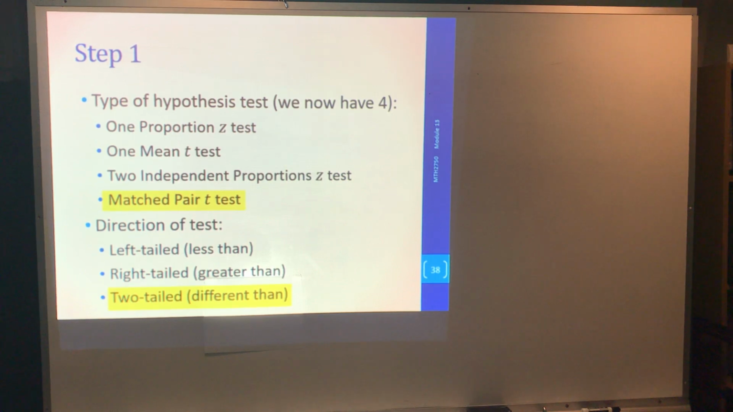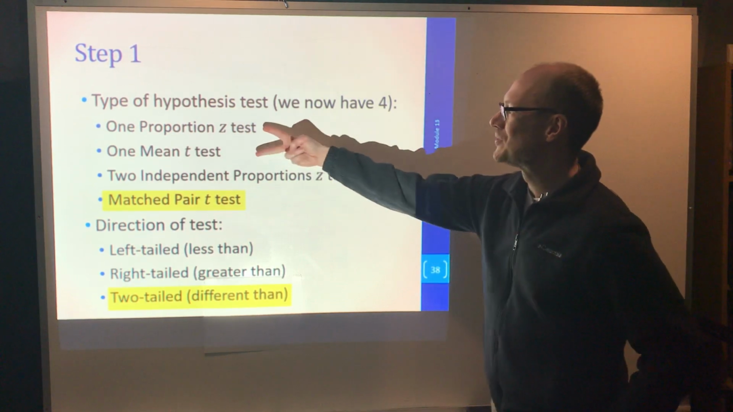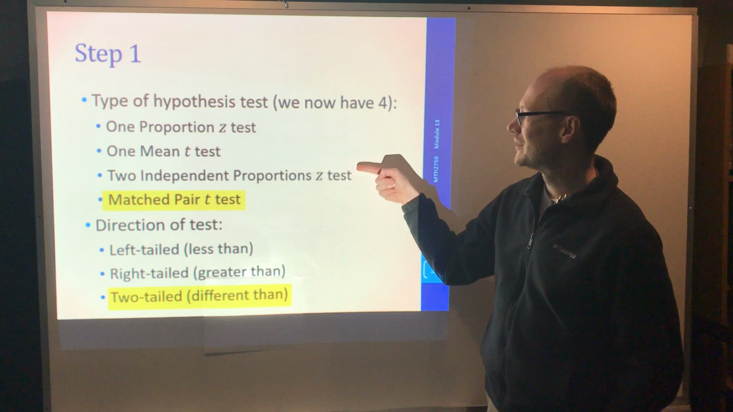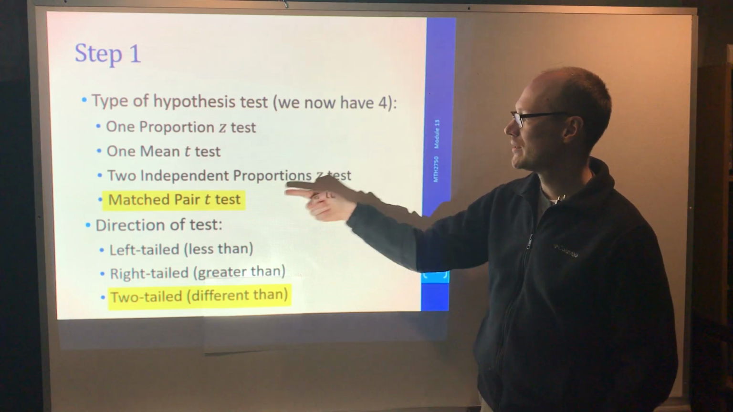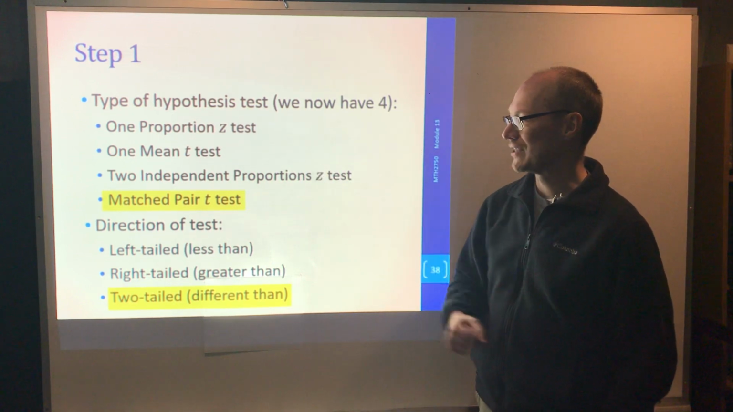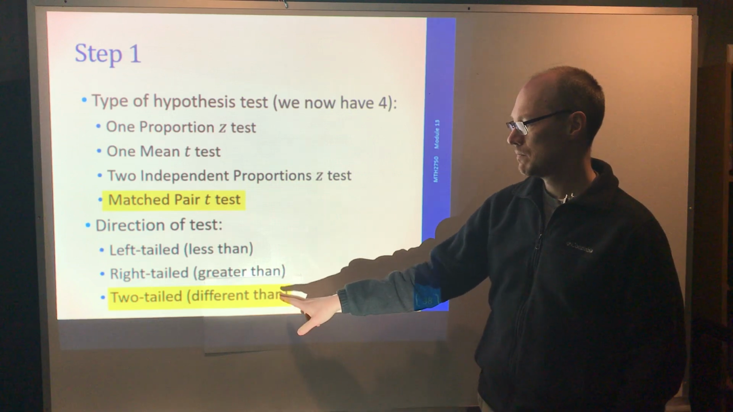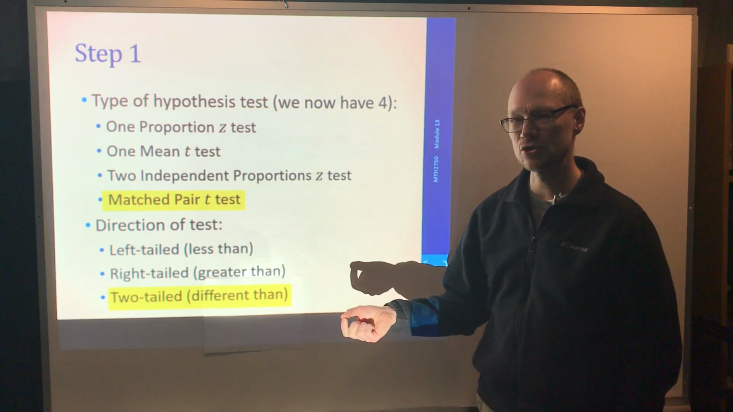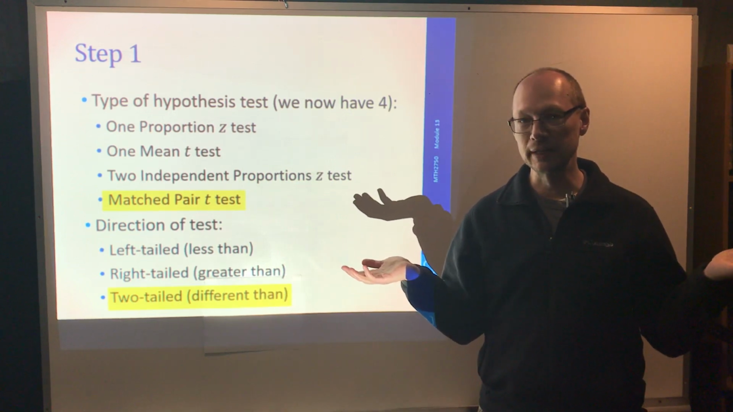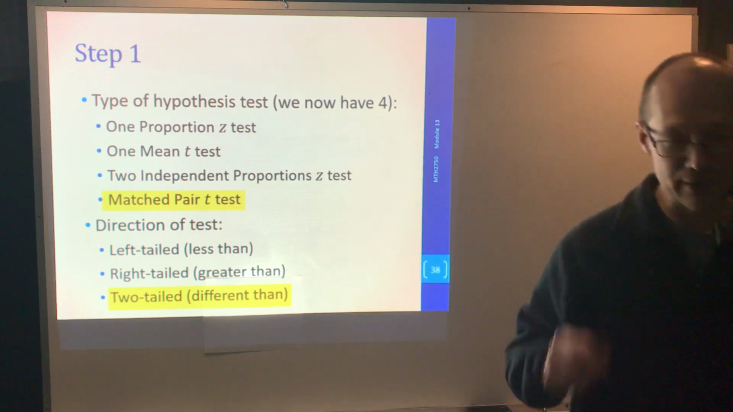We've got now 4 tests, right? Chapters 10, chapter 11.1, this is now 11.2. It's a matched pair t-test. This is a two-tailed because the researchers just want to know if they're priced differently. Doesn't know if one is greater than the other.